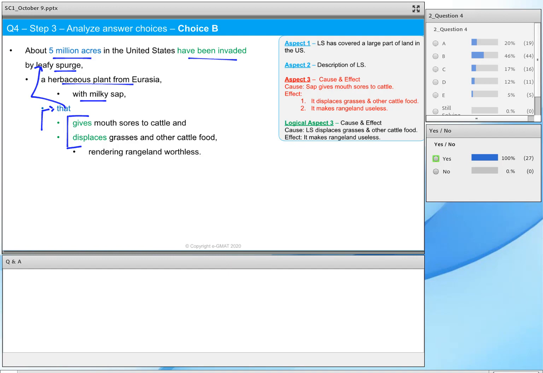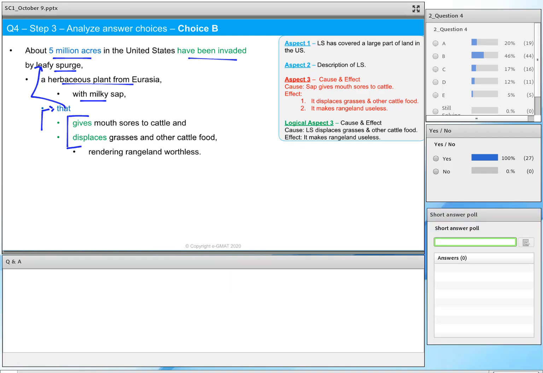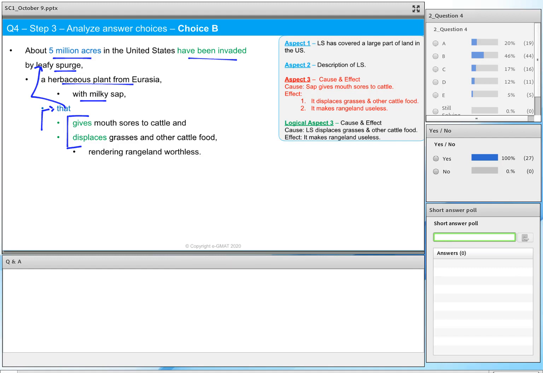Now you will say, hey, are you saying that we are changing the meaning through choice B? No, we are not changing the meaning. Yes, I know that choice A said that milky sap gives mouth sores, but choice B is saying that leafy spurge is giving mouth sores. First, take the yes or no poll and tell me, do you think that there is really a change in meaning? Is there really a change in meaning?